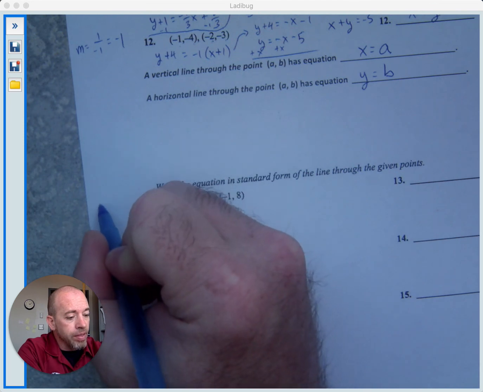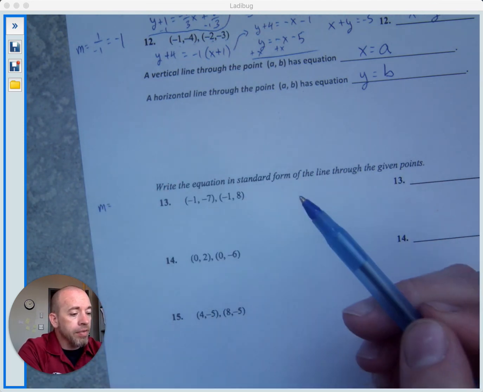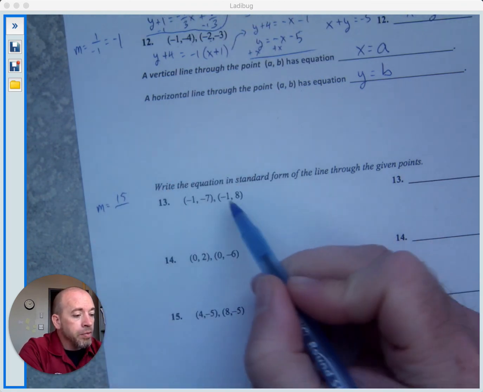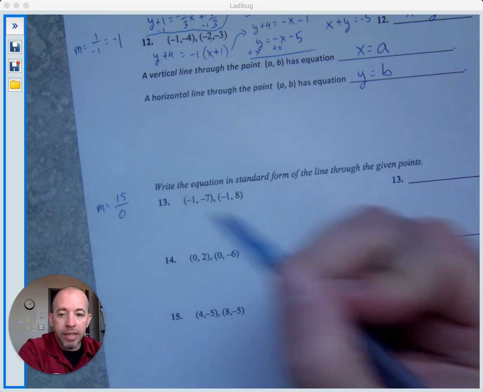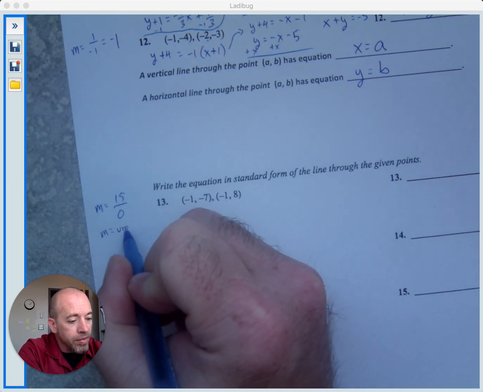So here, my slope. Subtract the y's, 8 minus negative 7, that's 15, right? And negative 1 minus negative 1 is 0. Oh, wait, the slope is undefined because we're dividing by 0. Undefined.